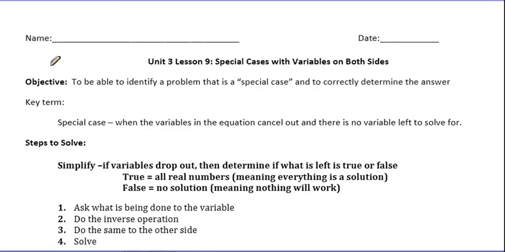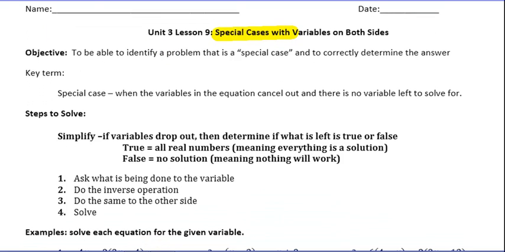Unit 3, Lesson 9, deals with the special cases that occur while solving equations in general, but specifically what we're going to be working on is when we have variables on both sides. Notice our objective today is different than what it's been in the past few lessons. We want to be able to identify that a problem is a special case and then correctly determine the answer. So it's a little bit different.